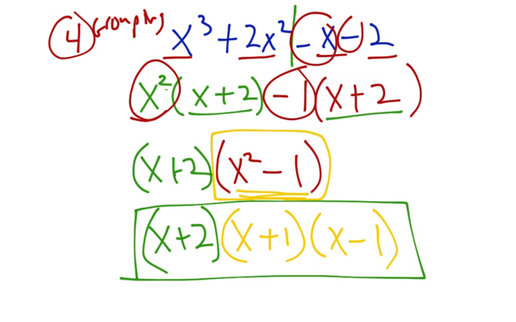Okay, so that's an example of grouping where you have a little bit of factoring completely at the end. Usually it's just the last little bit of difference of squares that you're looking at. And again, remember, don't let the 1 confuse you. The square root of 1 is 1, so it does actually do difference of squares.